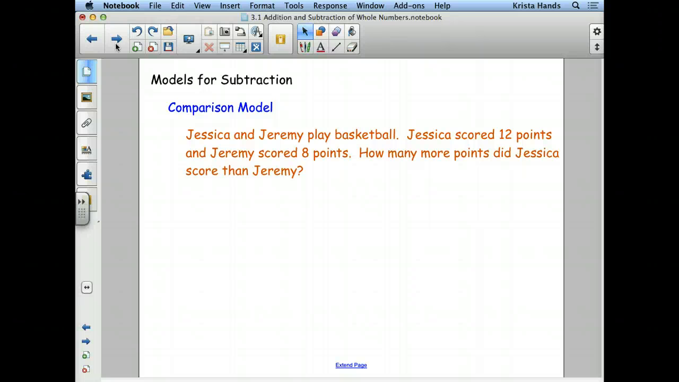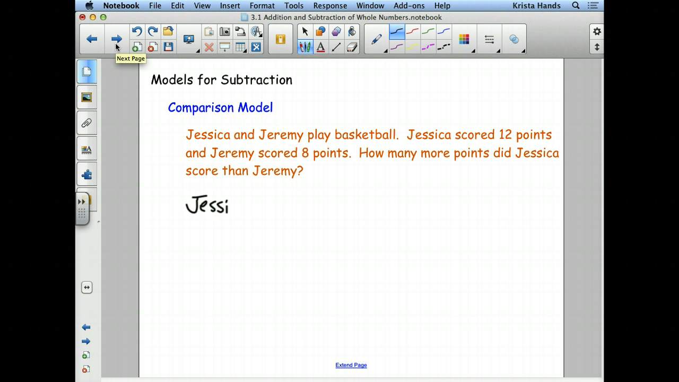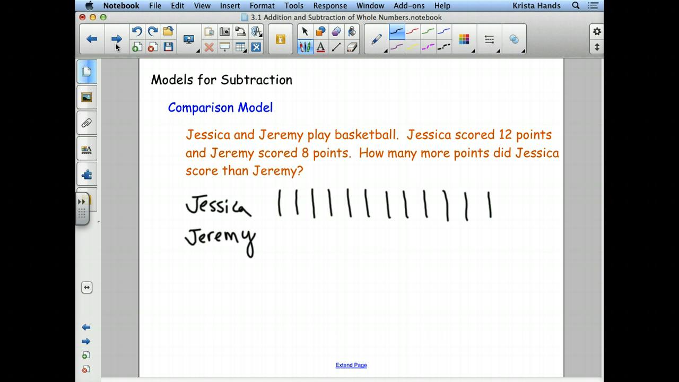I'm just comparing. So in terms of a picture, I'm going to use tally marks this time. Jessica is first. Here's Jessica, and she's supposed to have 12. And then we have Jeremy, and he has 8. Now in order to compare these objects, I need to line them up, or it's not going to make a lot of sense. So I'm going to compare them by lining my 8 objects up directly underneath Jessica's line. So 1, 2, 3, 4, 5, 6, 7, and 8.